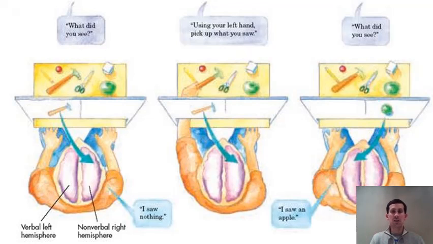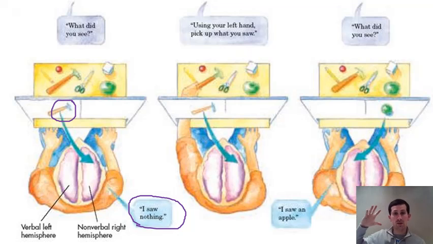And again, these image experiments continued. So in this diagram here, you've got the man who's sitting down and sees a hammer in their left visual field. But because it's in their left visual field, they can't say the word hammer, so they say, I saw nothing. Because that information is processed in the right side of their brain, it has no language centre. So using your left hand, pick up what you saw. And you can see the person would go straight for the hammer.